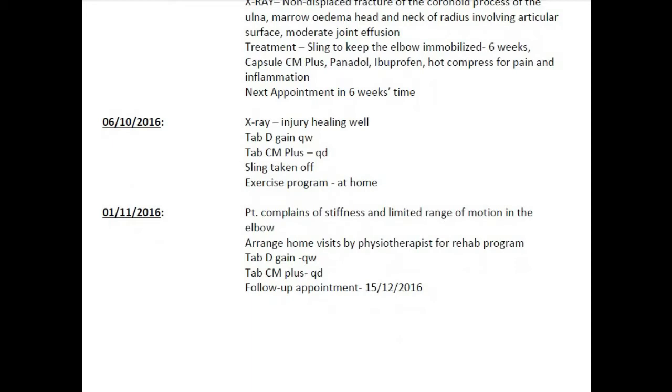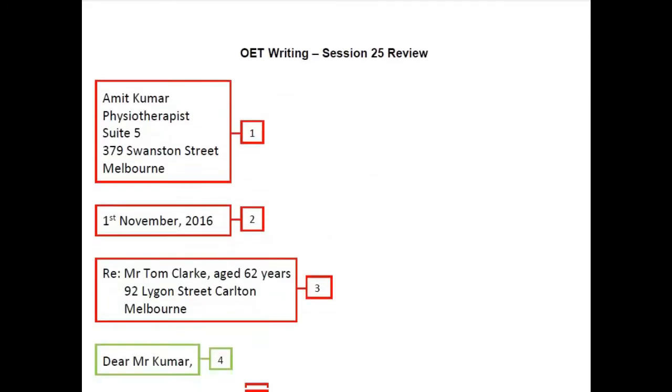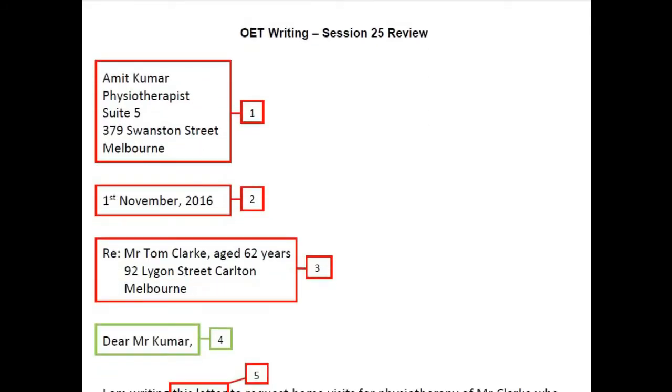Now let us see how we can write a letter with the help of a sample letter written by a candidate from India. If we look into the details of the letter, there is a small mistake in the address, that is, the title in front of the name is missing. You should use Mr. or Miss as a title before the name while framing the letter. Coming to the date, you can just say 1 November, 2016 instead of saying 1st November. Other than that, the date used is correct.